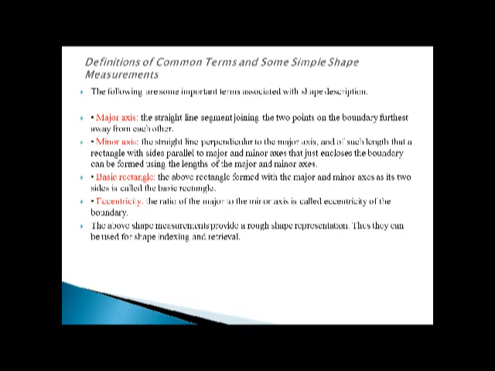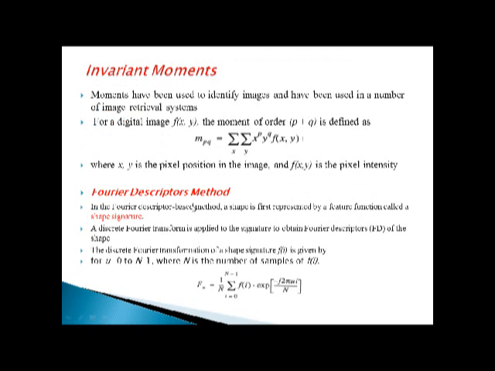Basic rectangle, which has its major and minor axis, has its 2 sides. What is eccentricity? This is a ratio of the major and the minor axis. So the next is related to invariant moments. So here when you take a digital image with a function f of x comma y with the order of p plus q being given in this, m_pq equals the sum of x to the power p, y to the power q, f of x comma y. So here the x and y represent the pixel position of each and every image.